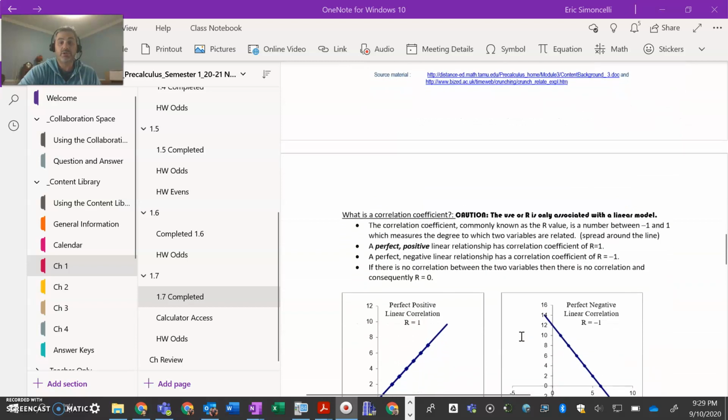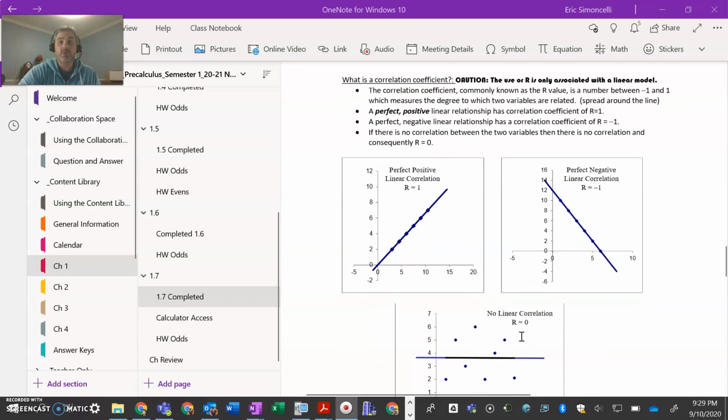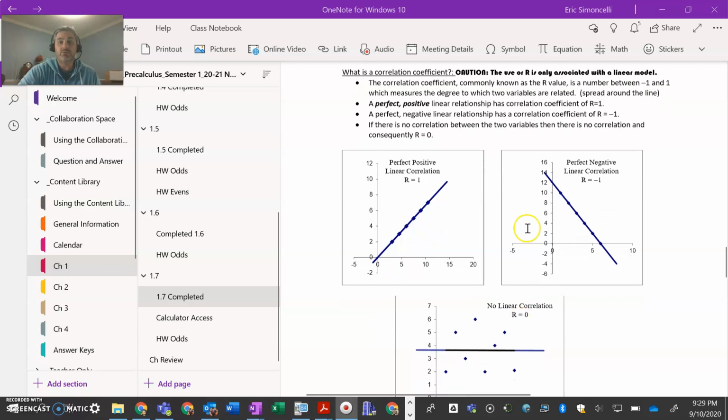So what is the correlation coefficient? Speaking of that, there is a caution. It says the use of R is only associated with a linear model. So we see here, and I'm going to point to the graph, a perfect positive correlation. When it's perfect, this is very, very rare. When it's perfect, your R value is 1. As you can see, there's literally one line that goes through every single point. A perfect negative correlation is when R equals -1. Again, one line that goes through every single point.